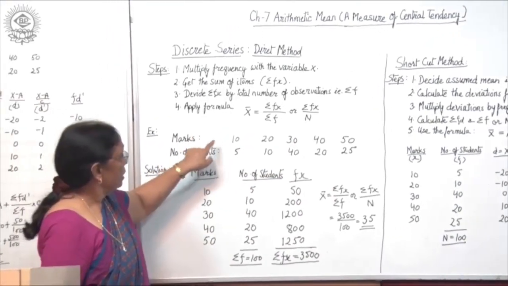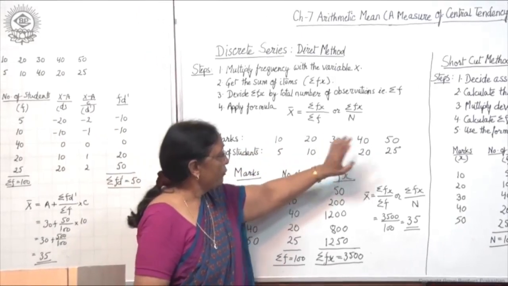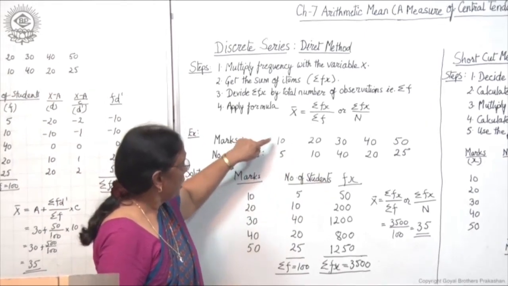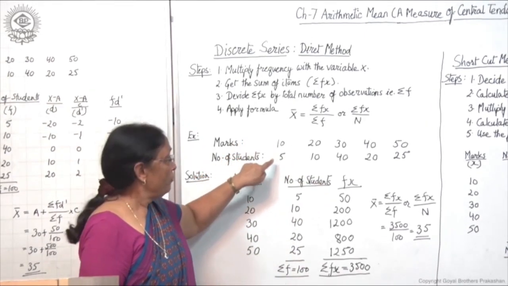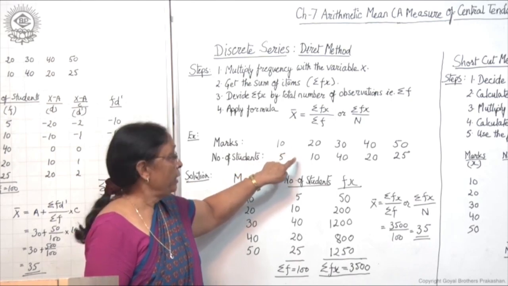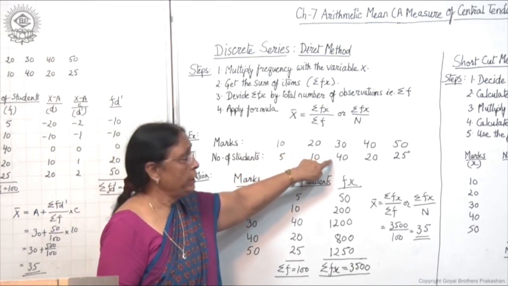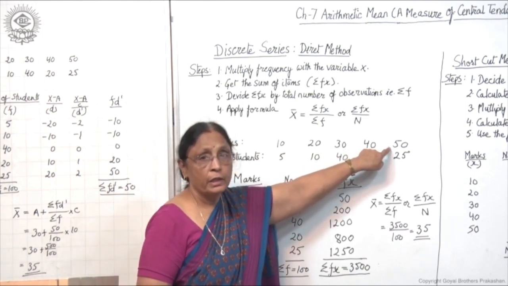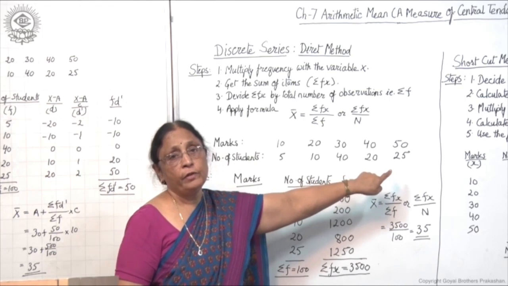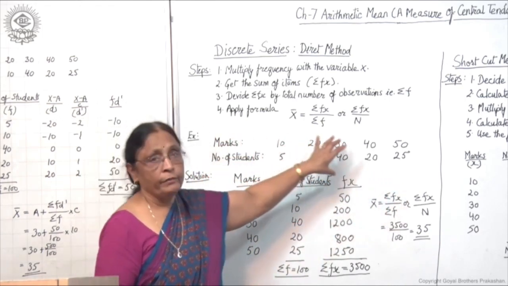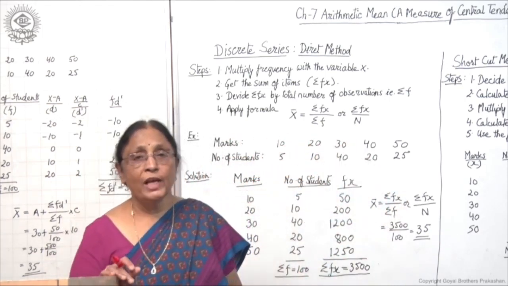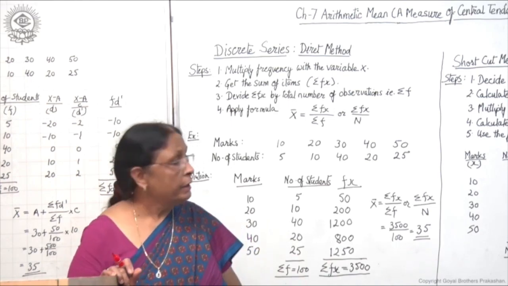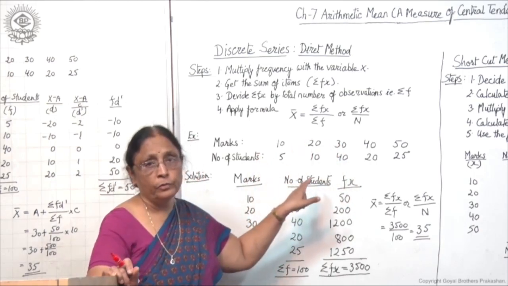That means these are the marks 10, 20, 30, 40, 50, scored by these number of students. For example, 10 marks have been scored by 5 children, 20 marks by 10, 30 marks by 40, 40 marks have been scored by 20 children and 50 marks have been scored by 25 children. So this is the data given to you. You are supposed to calculate the average marks, or the arithmetic mean of this data, right?